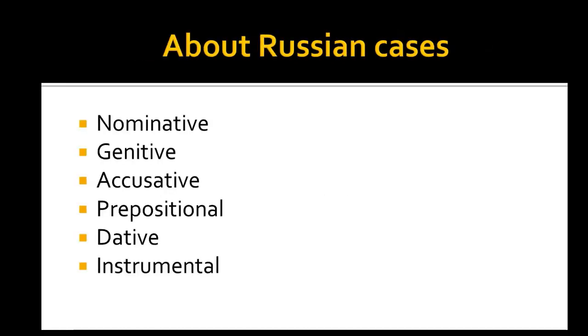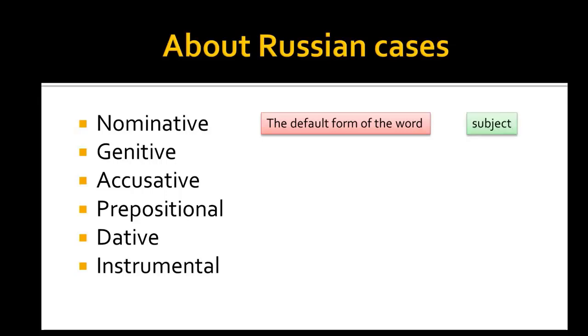There are 6 cases in Russian: nominative, genitive, accusative, prepositional, dative, and instrumental. You're already familiar with one case, nominative, because it is the case for the default or the unchanged form of the word. Only the subject of a sentence is used in nominative. Other nouns will be in other cases. Just to remind you, the subject of a sentence is who or what performs the main action.